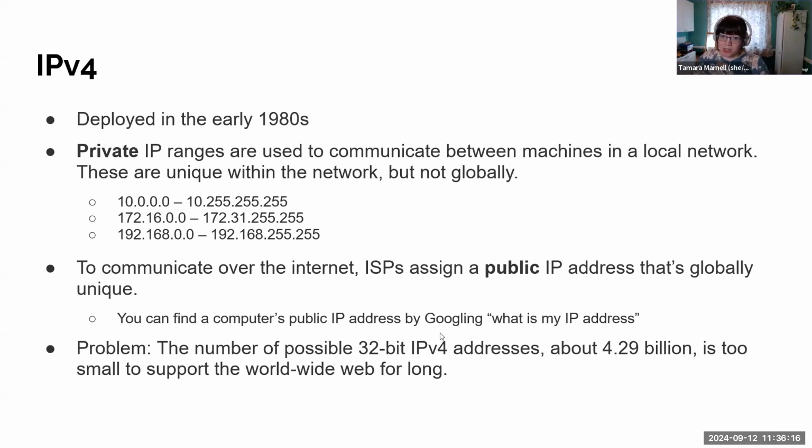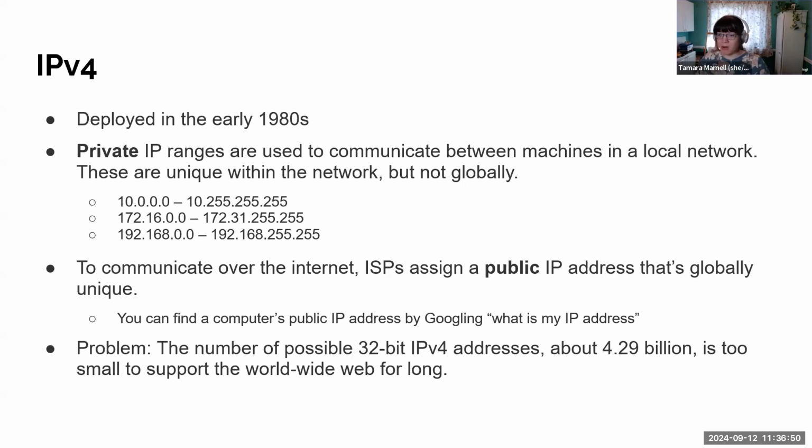The problem with IP version 4 is that it can only support 4.29 billion possible unique IP addresses. And that is way too small, because all of us now have multiple devices connected to the internet within our own homes, within our businesses, and it has already run out to the extent that these IP addresses are very expensive for ISPs to acquire and for web service providers to issue to their servers.